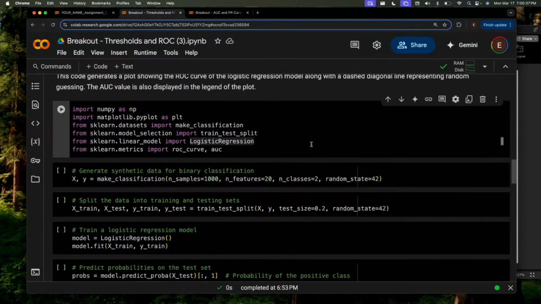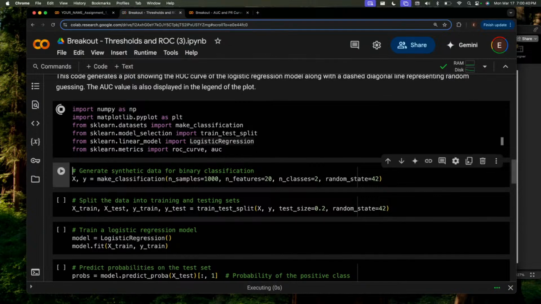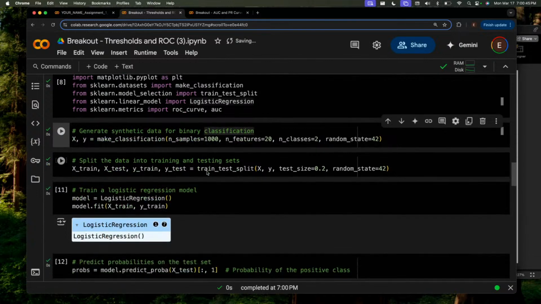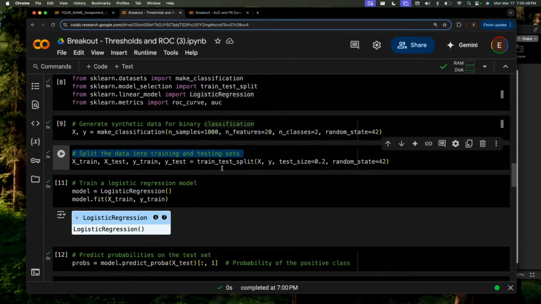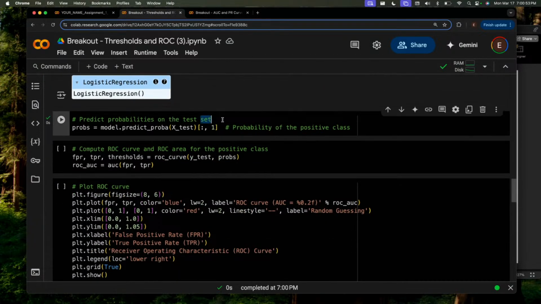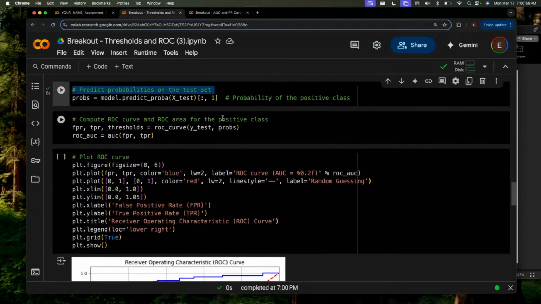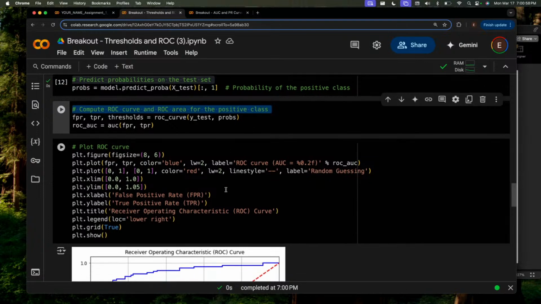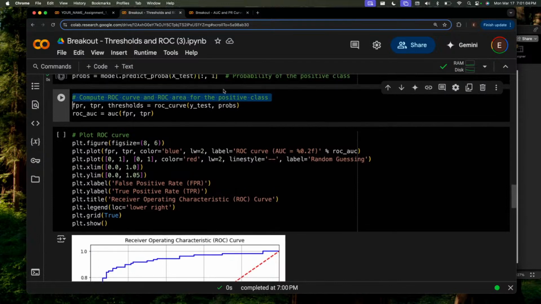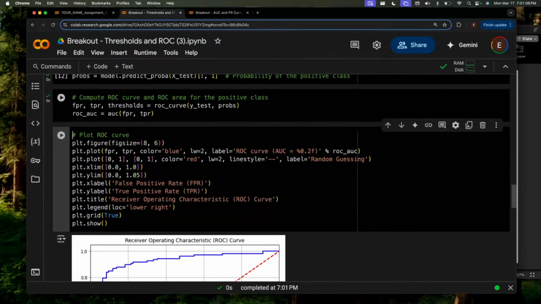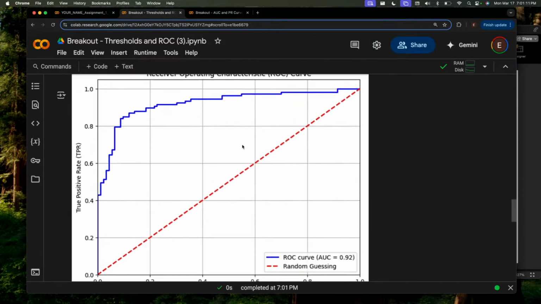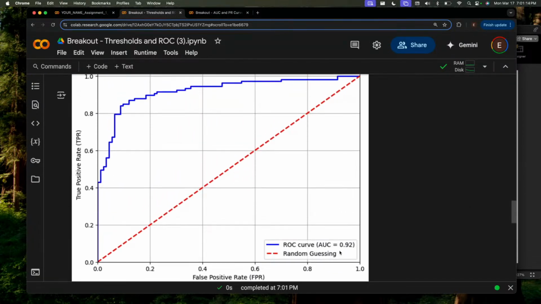So here we have some probs. We're going to generate some fake data. We're going to split into xtrain, xtest, ytrain, ytest. We're going to create a logistic regression model. And then we're going to predict probabilities on the test set. And we're going to compute the ROC curve. So we do actually have the ROC curve here. Here's the receiver operator curve.